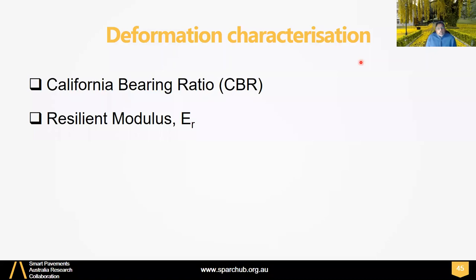Next one is deformation characterization. So we are looking at only laboratory ones. Field ones we'll look at next webinar. California bearing ratio and resilient modulus.